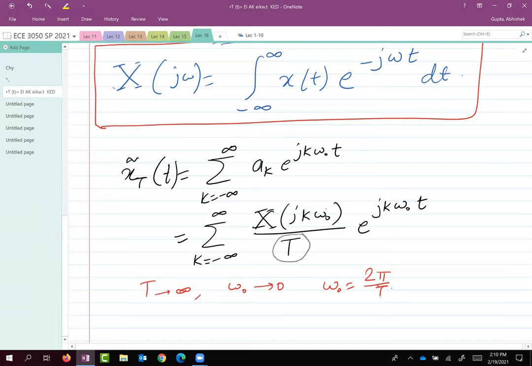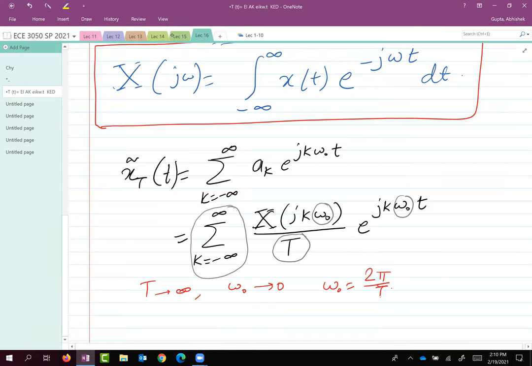This will go to infinity. This will go to zero. And this will go to zero. And I have an infinite summation here. So a lot of stuff is going on in this equation, and I want to simplify this. What do you think I should do?